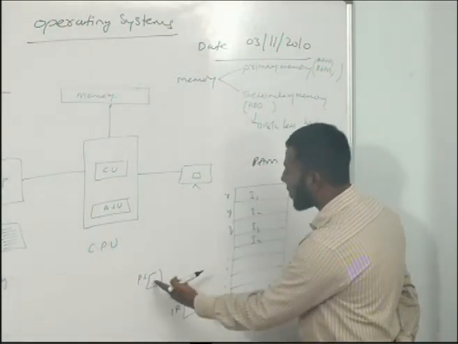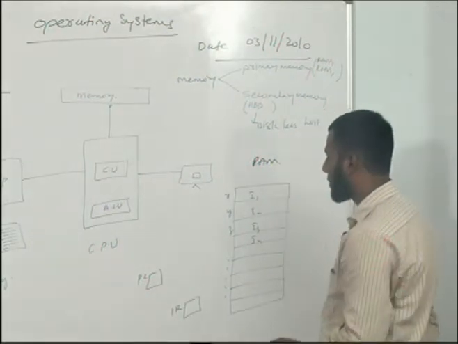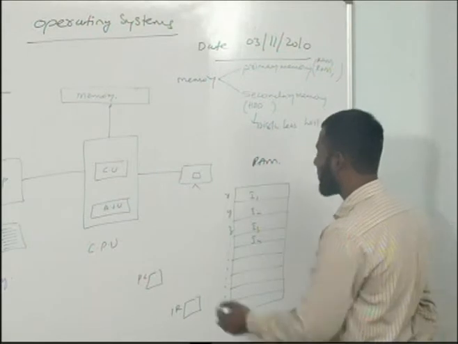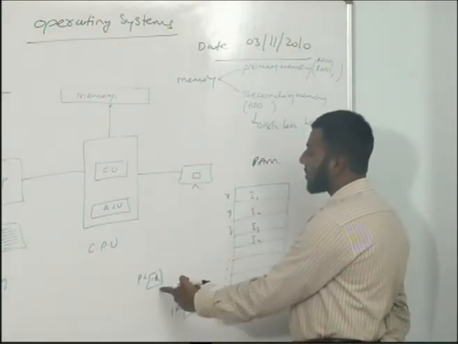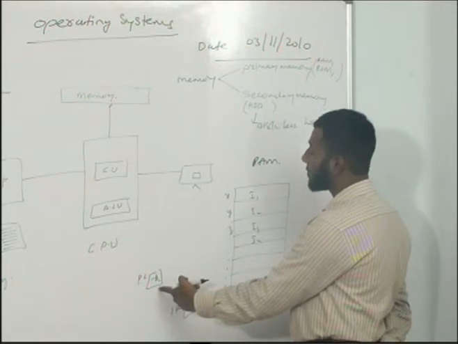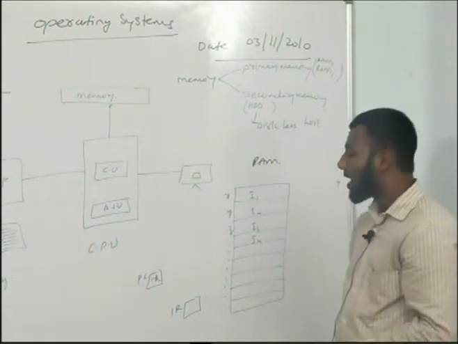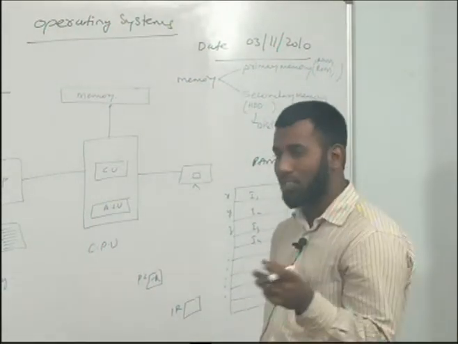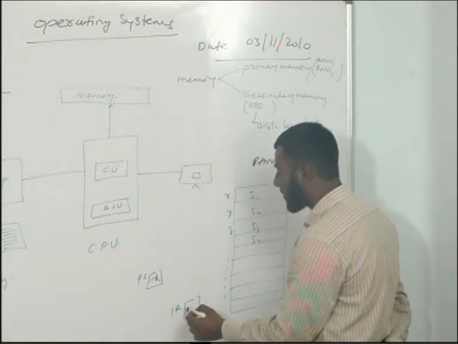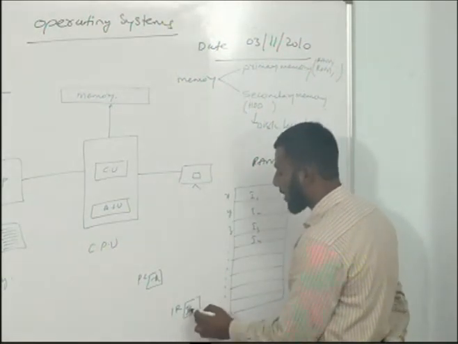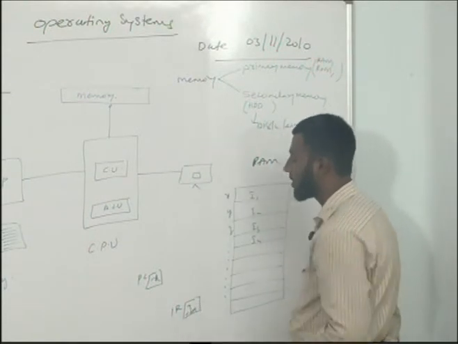What happens is the program counter always points to the next instruction to be executed. Suppose the next instruction to be executed is I1. The program counter will have the address of the next instruction to be executed, and the instruction register will have the instruction itself, which it actually wants to execute. So this is I1. The instruction register has the instruction itself.